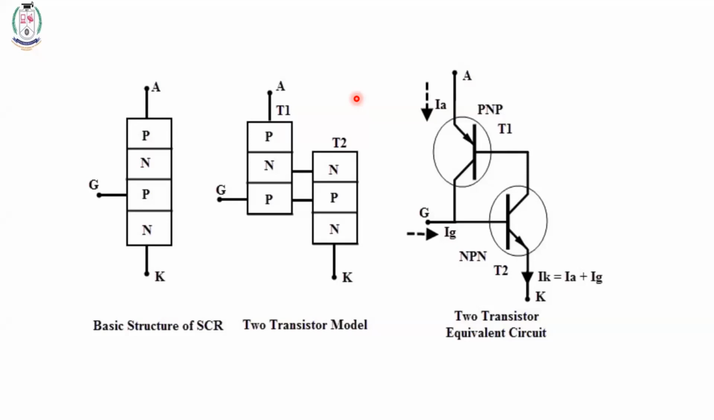SCR, I told you, is a silicon controlled rectifier. It is an electronic device which comes under the thyristor family, having three terminals: anode, cathode, and gate. It has four layers, PNPN, and three junctions: J1, J2, J3, where we have seen three modes of operation.